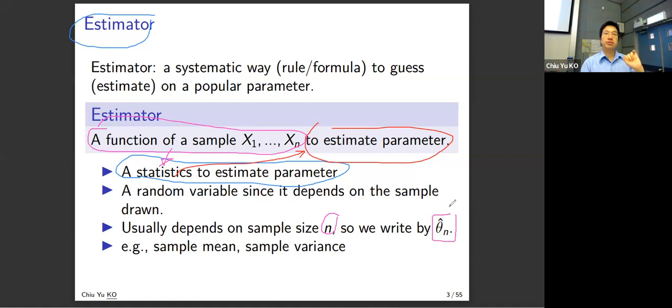So let's be very clear. Theta is not a random variable. Theta hat is a random variable because it depends on the sample you get. Theta, we just don't know, but it's not a random variable. Okay, we have to be very clear about this point.